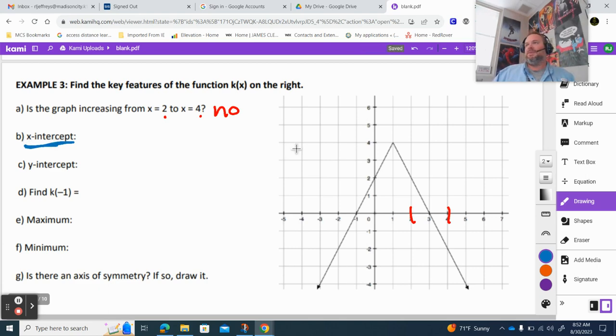All right. X-intercept. We have x-intercepts this time. They're right here and right here. That is not labeling them, by the way. You actually have to state the numbers. So (-1, 0) and (3, 0).